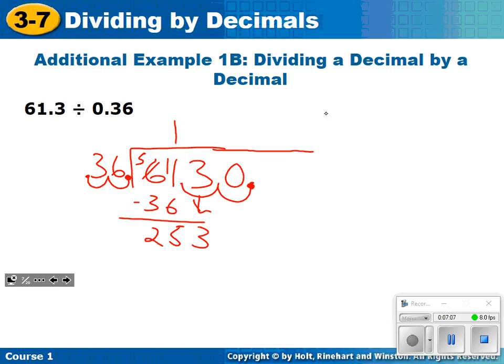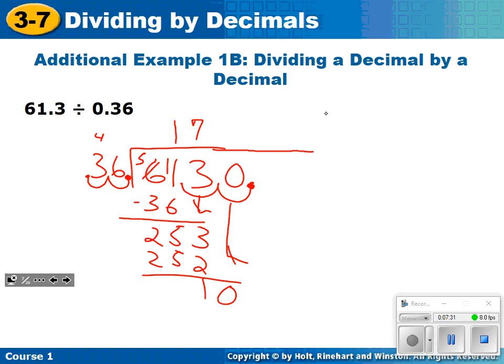I think it's 7. 7 times 6 is 42. Put a 4 there. 7 times 3 is 21, plus 4 is 25. Pretty good, huh? 1. Bring down the 0. This is where things start to get a little tricky.